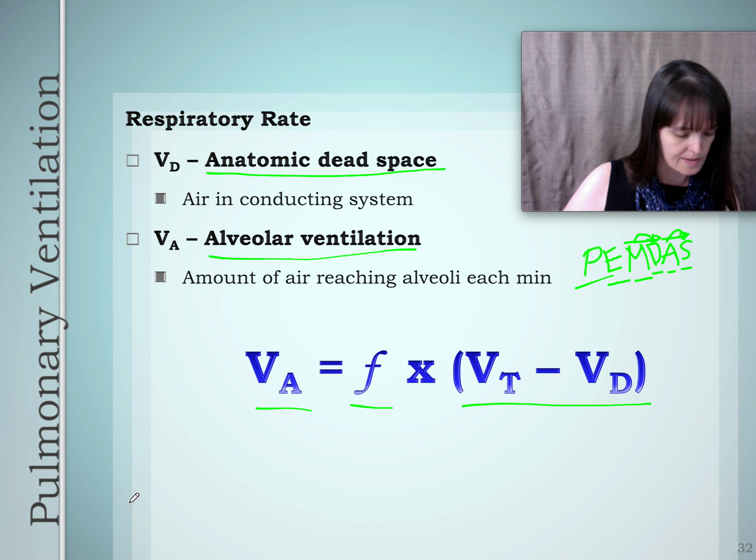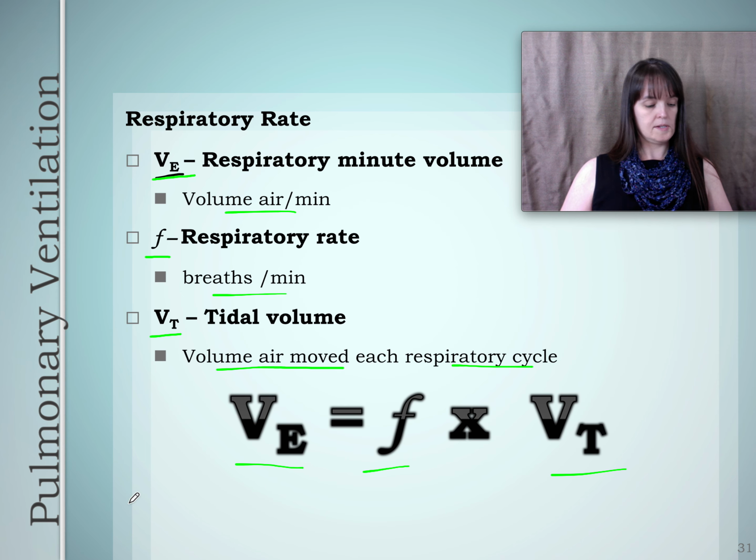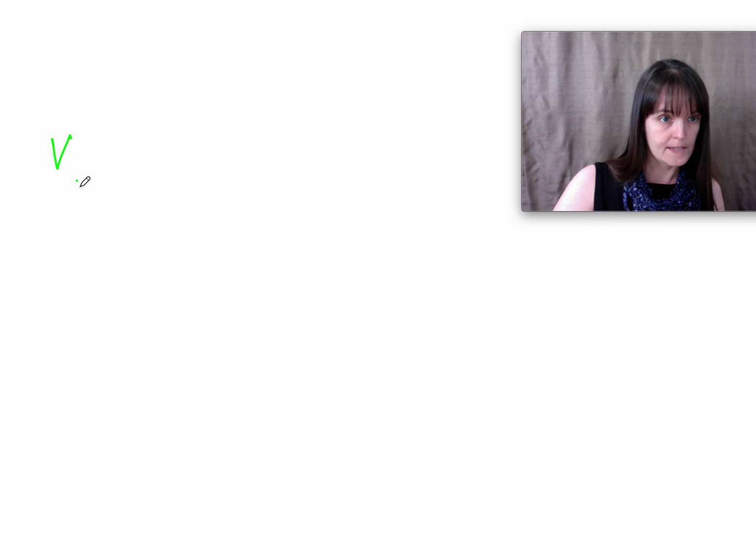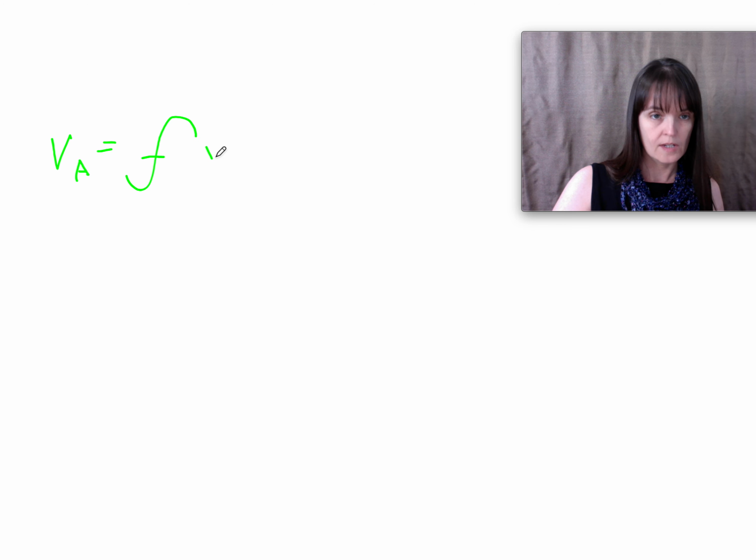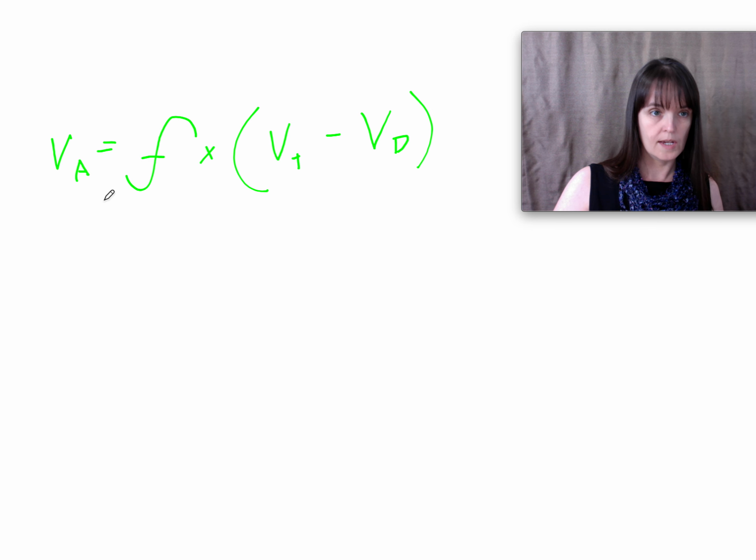Okay, but let's whiteboard this and calculate, not the anatomic dead space, we want the alveolar ventilation. So our formula is VA equals F times VT minus VD. So the alveolar ventilation equals respiratory rate times the tidal volume minus the anatomic dead space.